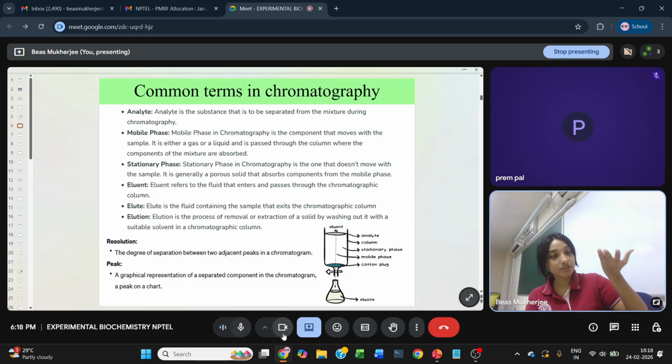So the higher the resolution, the better the purity, and the more extensive the purification that has happened, the more expensive that instrument is, right? So that is all about resolution.